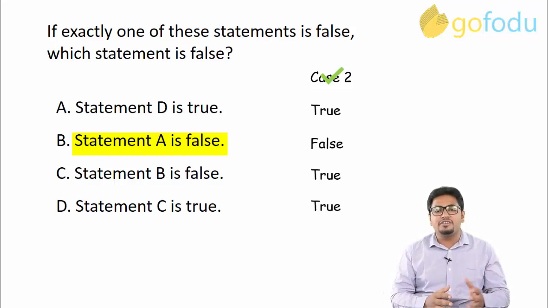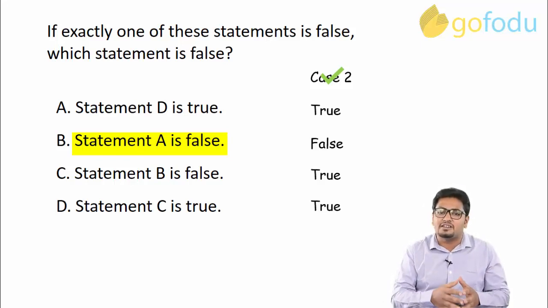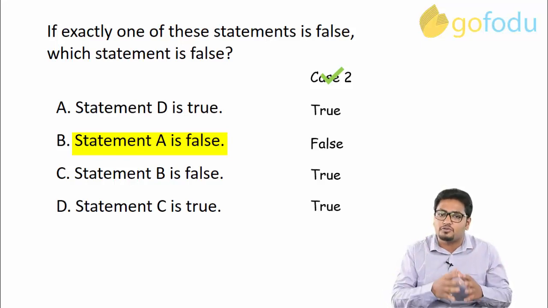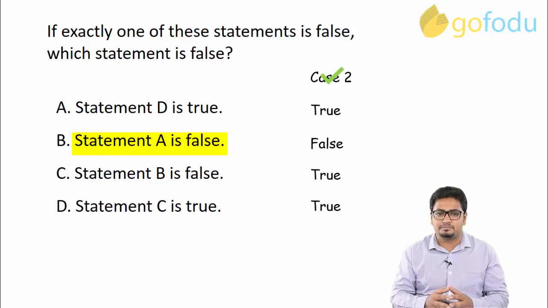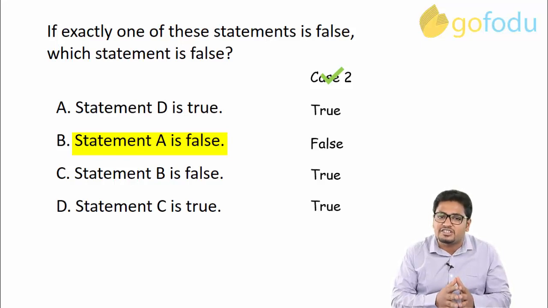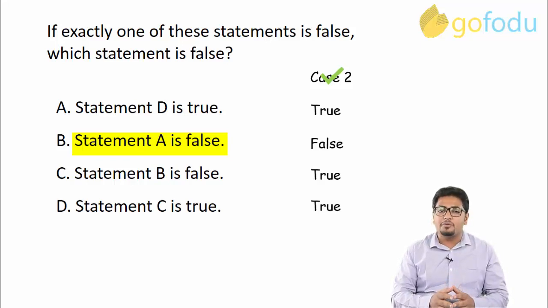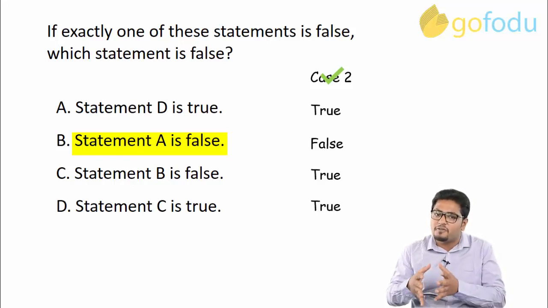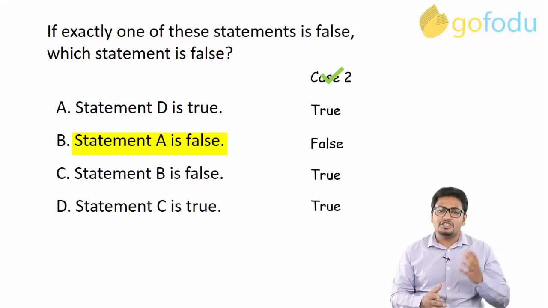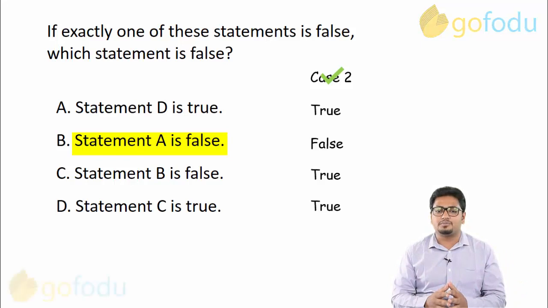For the sake of convenience, I want you to consider the other two cases as false one by one and verify the conclusion that we have arrived at. This was an example of clever casework, in which instead of considering cases with each statement being true and false, we took only 4 cases considering each statement as false one by one. Let's move on to the next question.